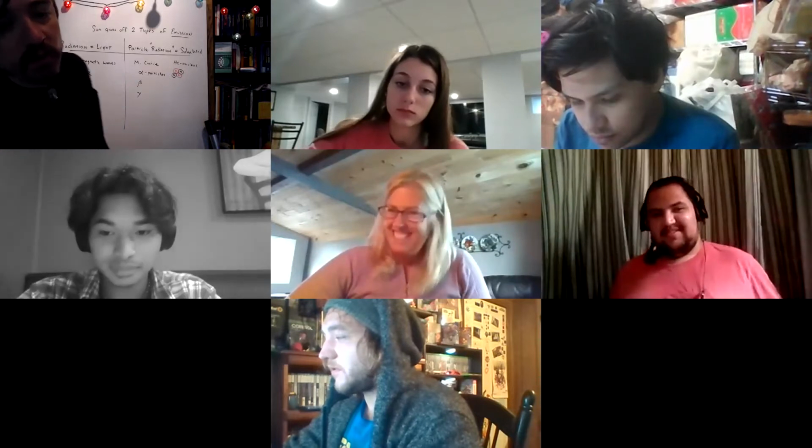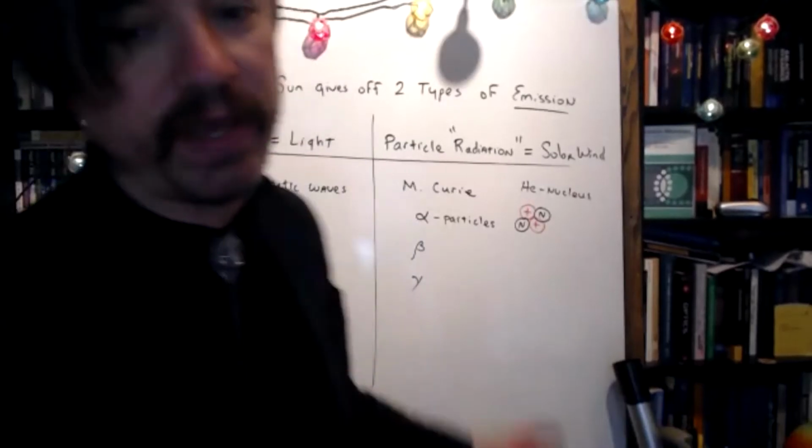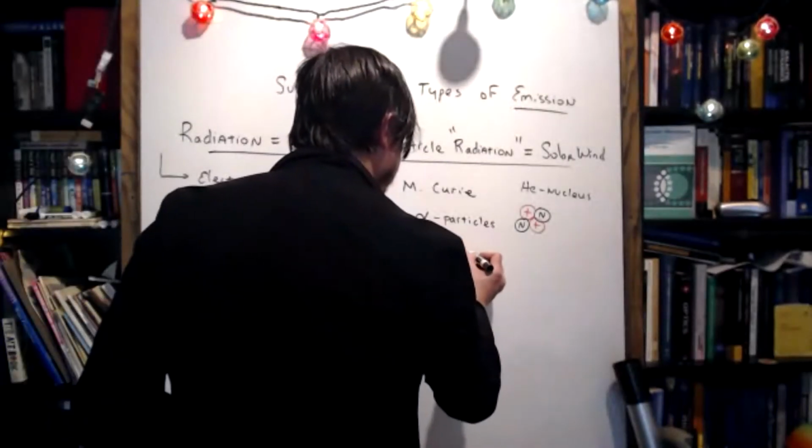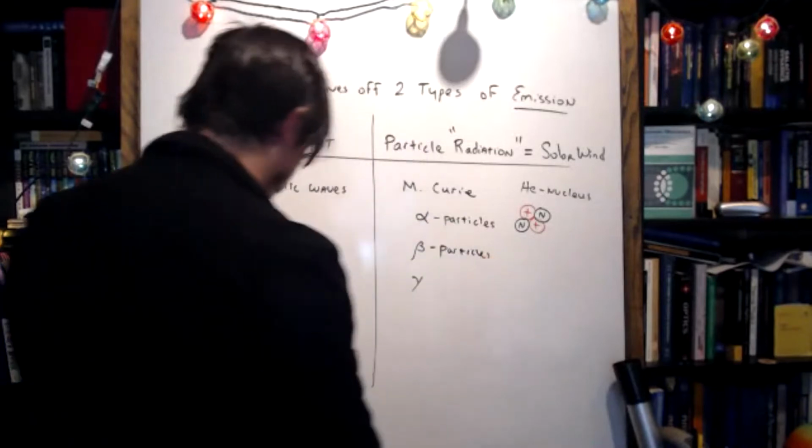Alpha particles are one of the 3 types of particle radiation that were discovered by Madame Curie. The next type, beta particles, were just a free electron.